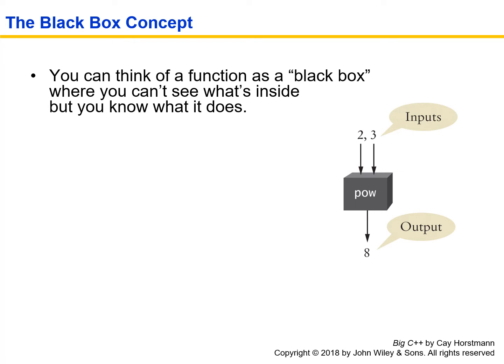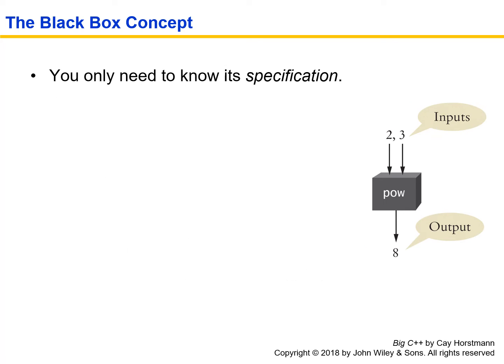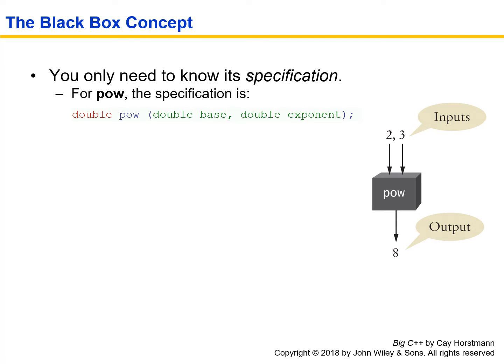What we need to know is that it takes two inputs and it produces one output. How did 2, 3 turn into 8? We don't need to know that. What we need to know is that the function has a certain specification that promises us that if we pass it a 2, 3, we're going to get an 8 as a result. What is that specification? For pow, the specification is double pow(double base, double exponent). This is copied from cplusplus.com, which has a list of specifications for all the cmath functions.